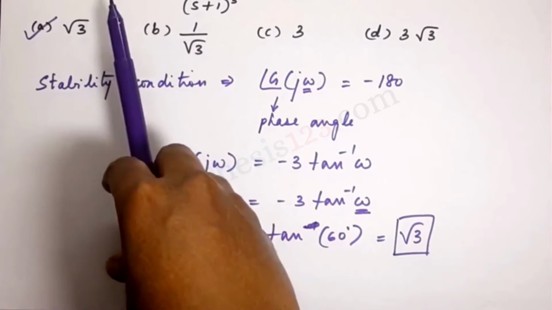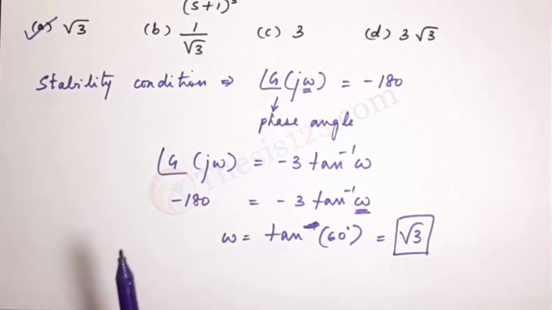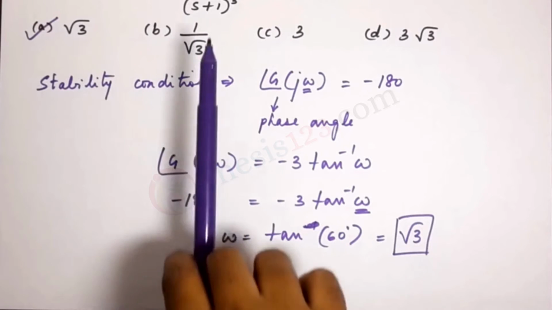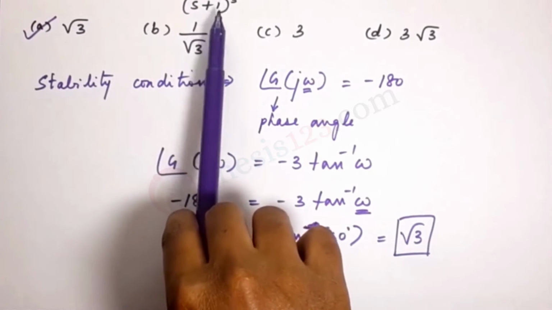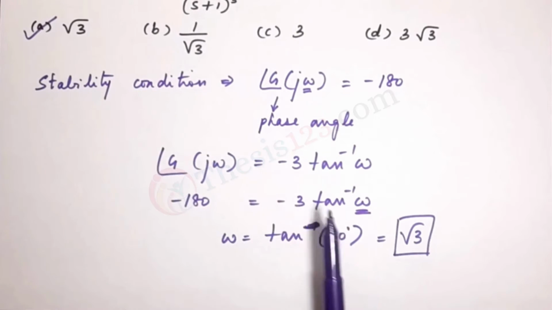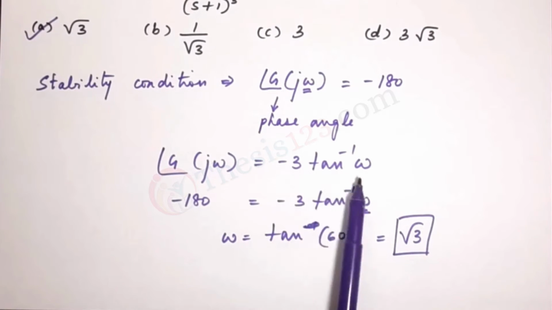You should be able to convert the transfer function given into an equation according to the stability condition. So because it is 100 divided by (s plus 1) to the power of 3, that's (s plus a) to the power of n, you can write it as minus 3 tan inverse of omega. So I hope this has helped. Let's go to the next question.